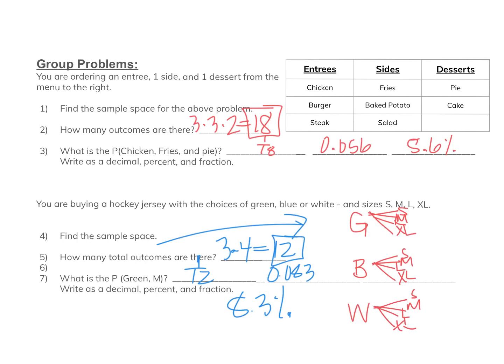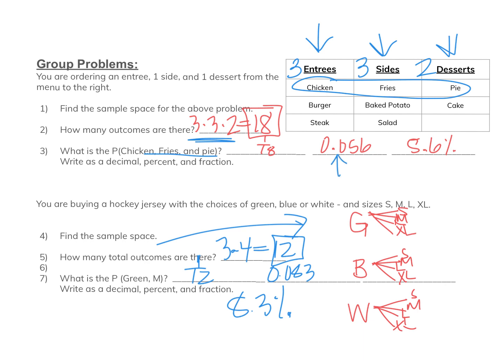Okay, so if you're ordering an entree, 1 side and 1 dessert from the menu to the right, find the sample space for the above problem. So the sample space would be doing a tree diagram with the entree, side, and dessert. That would be a good practice for you to do in your notebook. I just didn't do it for this problem. How many outcomes are there? I did 3 times 3 times 2 because there's 3 entrees, 3 sides, 2 desserts to choose from. So I got 18 total outcomes. And then the probability of chicken, fries, and pie, so that's just 1 of the outcomes, would be 1/18th, which is 0.056, which rounds to 5.6%.